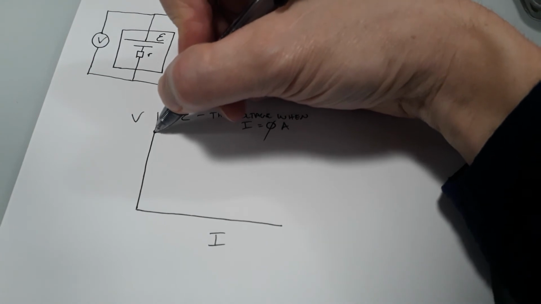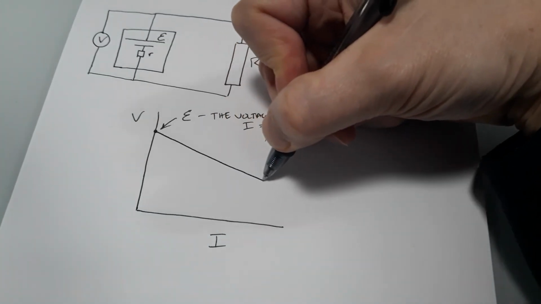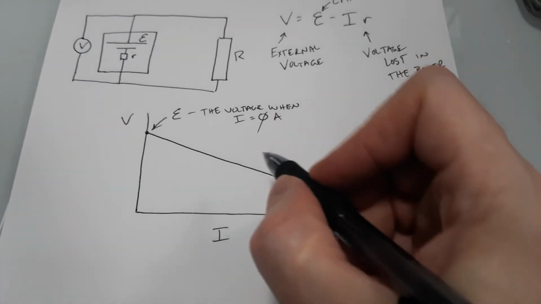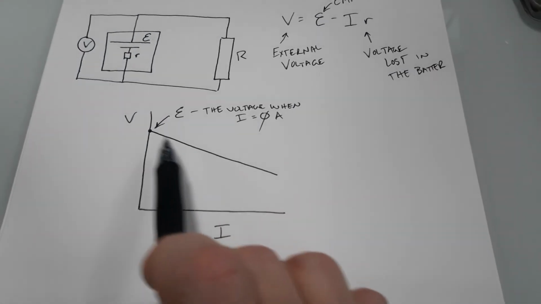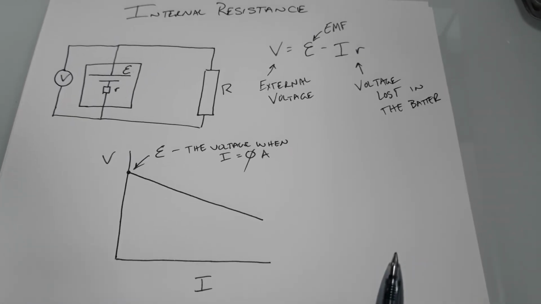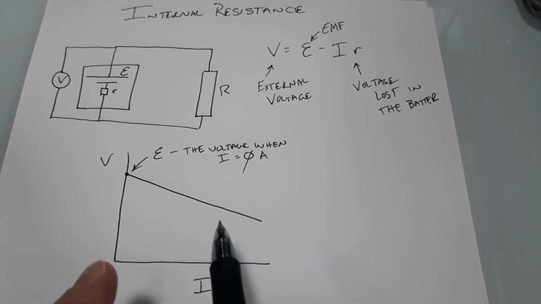Now, what's going to happen is as the current increases, you're going to find that the battery is going to have a negative slope right here. And let's just think about this for a second. Look at the equation: V is equal to the EMF minus Ir. That is the equation of this line.